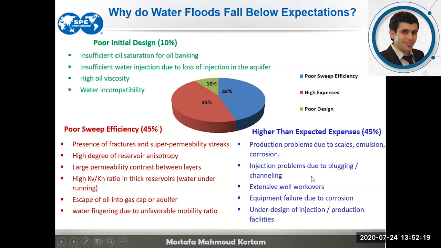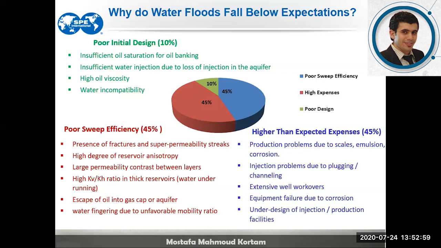Injection problems due to plugging and channeling may also lead to frequent workovers. So you have to consider that, in either the near future or the late future, you may work over the injection well in order to solve the problems that may result from the water injection. Extensive well workovers. If you are going to plan a water injection, you have to understand that you need to rent not a permanent but a frequent workover rig that can be used in an easy manner.